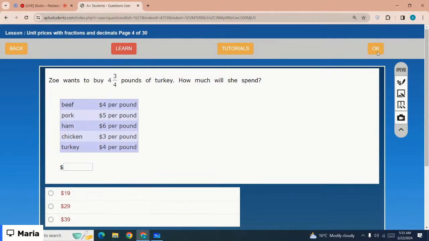Okay, Zoe wants to buy 4 whole 3 by 4 pounds of turkey. How much will she spend? So, which is the correct option? The turkey is $4 per pound. So, which is the correct option?